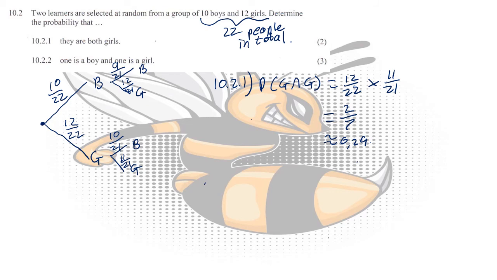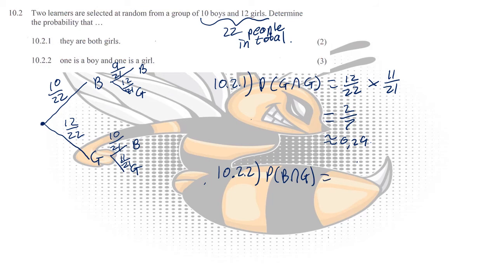Question 10.2.2 then asks you, okay, what is the chance of picking one boy and one girl? They don't care about the order, so you just need to have picked one boy or a girl. So pick a boy and a girl.